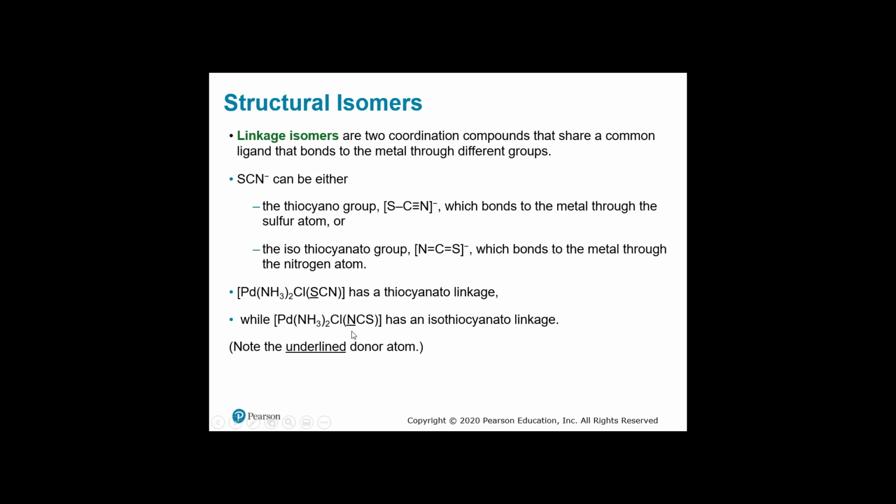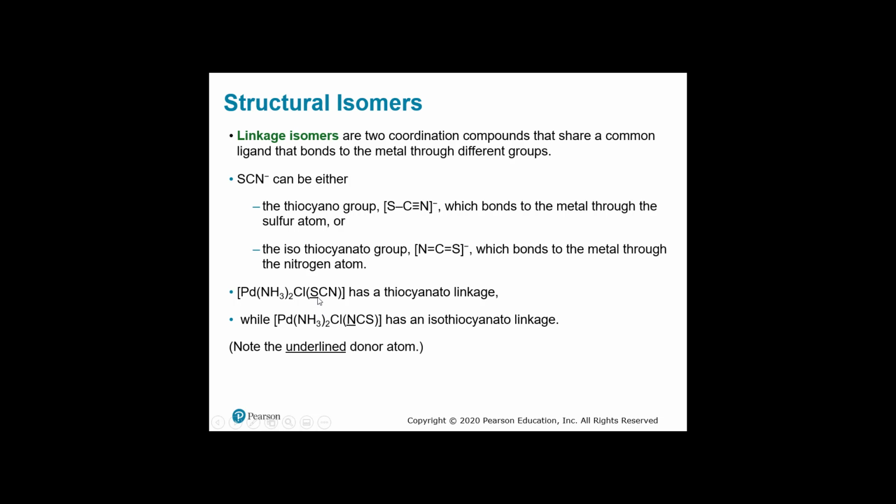But what if it is attached to the nitrogen bond? And that means that it's isothiocyanate. I'm probably not saying it right. I apologize if you look this up and somebody's saying it different than me. So these are linkage isomers: two coordination compounds that share a common ligand that bonds to the metal through different groups. So in this case, it can bond through the sulfur or it can bond through the nitrogen, because they can have lone pairs on them, and that's what's being donated to the metal ion. So thiocyanate, isothiocyanate, and that tells you it's nitrogen, and this is sulfur.